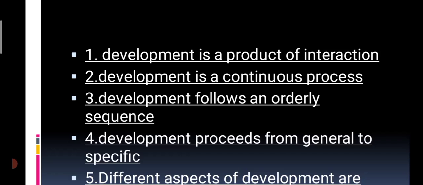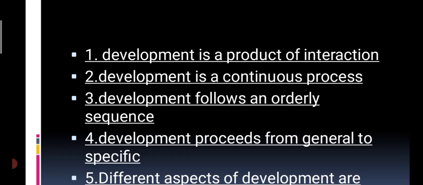The result of this interaction is change in behavior. We learn new things from the interaction with others and with the environment. As a result, the behavior of a person is changed. It may be positive or negative, but the result is change in behavior. The change in behavior plus growth constitute the development of an individual. So we can say that development is a product of interaction.